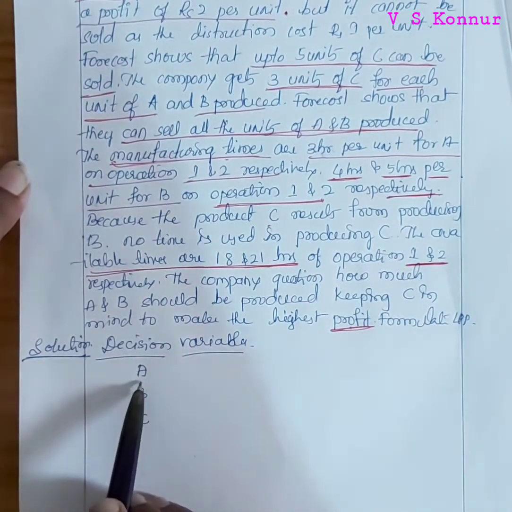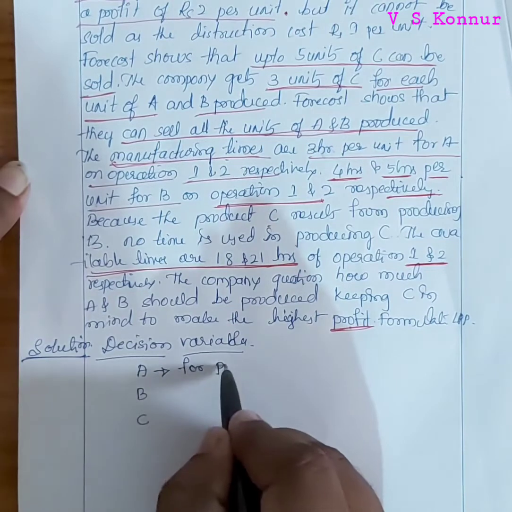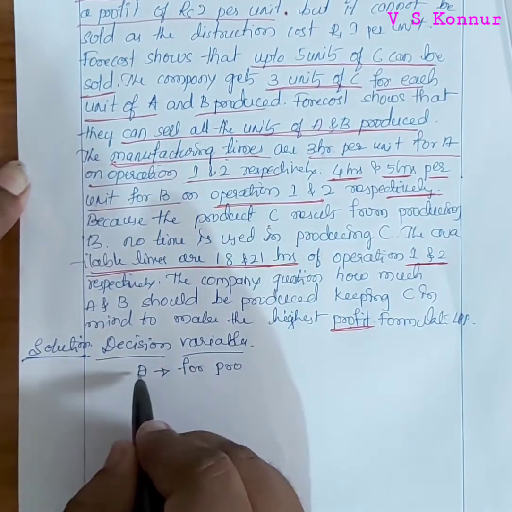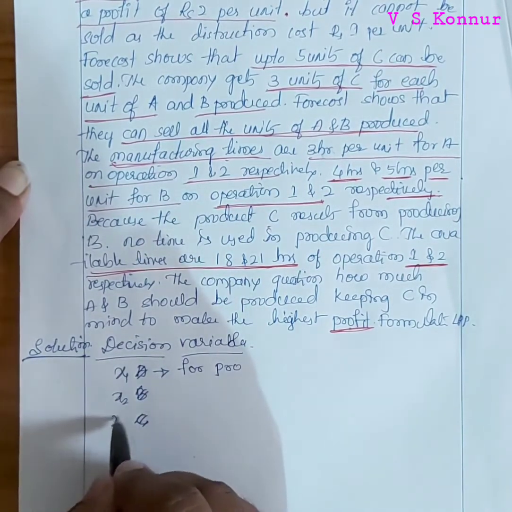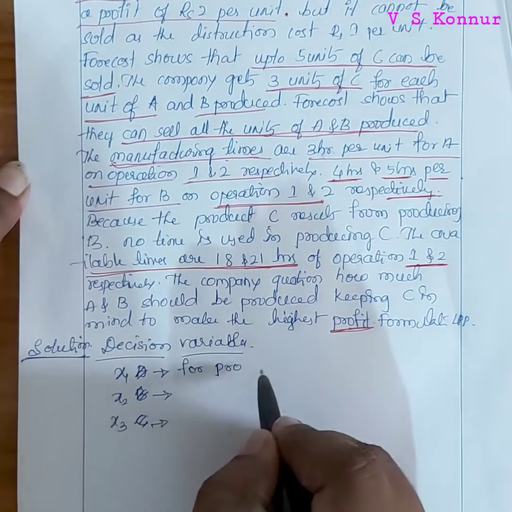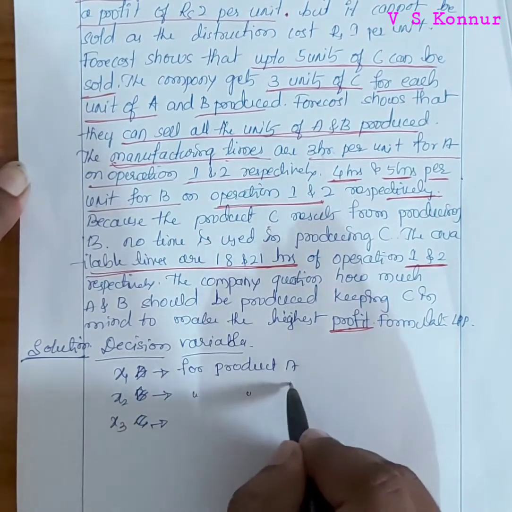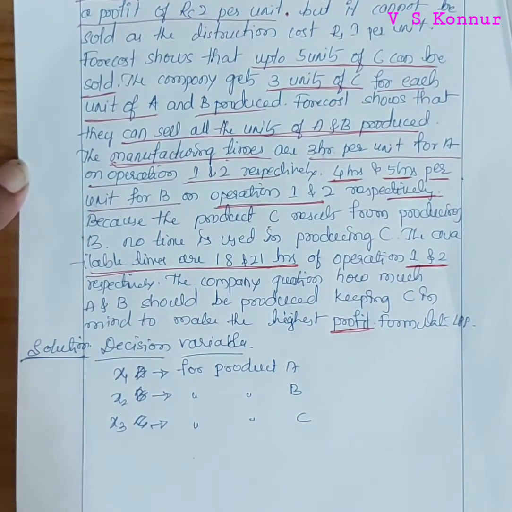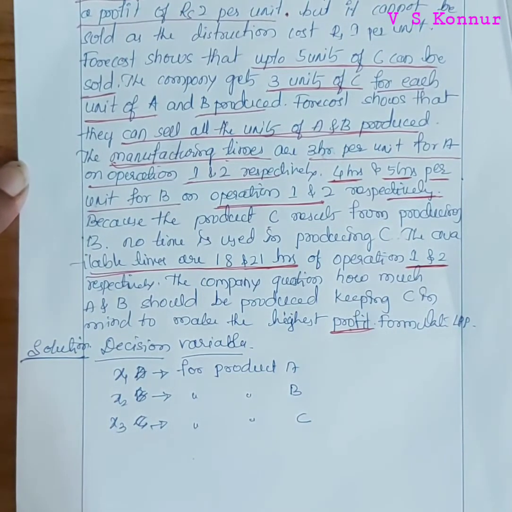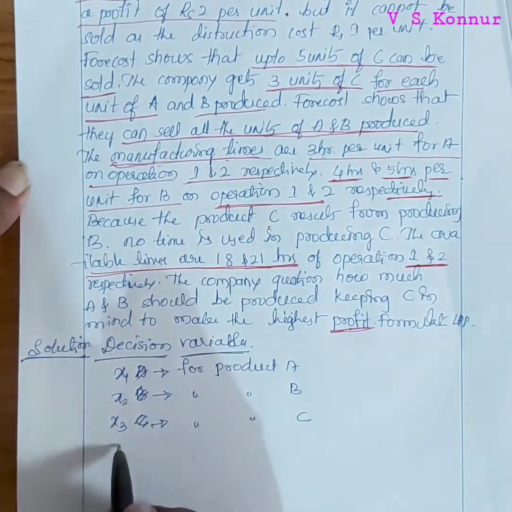What is A? It is a product. x1, x2, x3 are the 3 variables we have to define for product A, product B, and byproduct C respectively. Is it clear? So after defining the decision variables, we have to define the objective function.